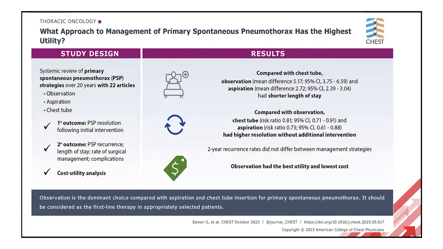And then they also compared observation to chest tube and aspiration. So they noticed that chest tube and aspiration had higher resolution without additional interventions. But some of the patients who were just observed and given supplemental oxygen progressed into either a chest tube or aspiration. But if you were given a chest tube, you're fine. If you were done for aspiration, you tended to have a higher resolution rate. Then in terms of recurrence, after 2 years, there wasn't really much of a difference.